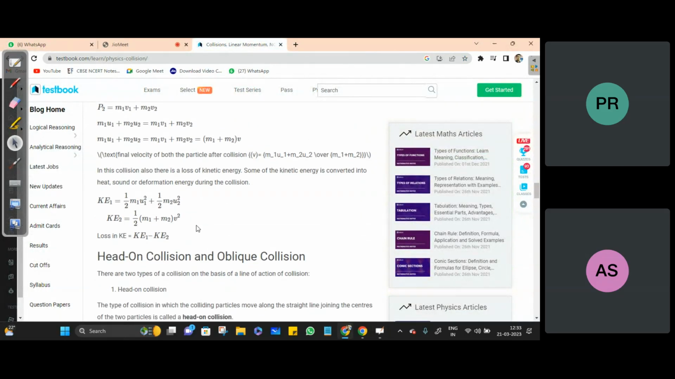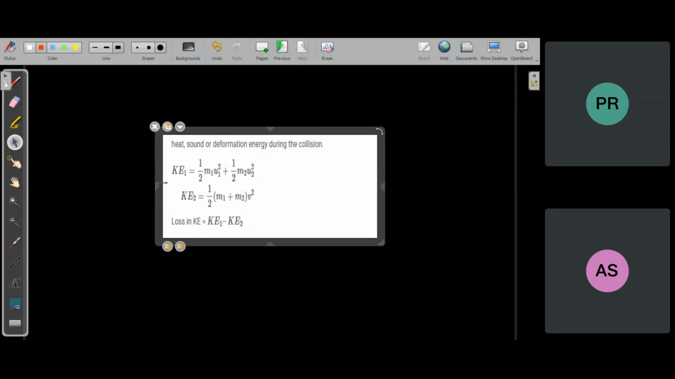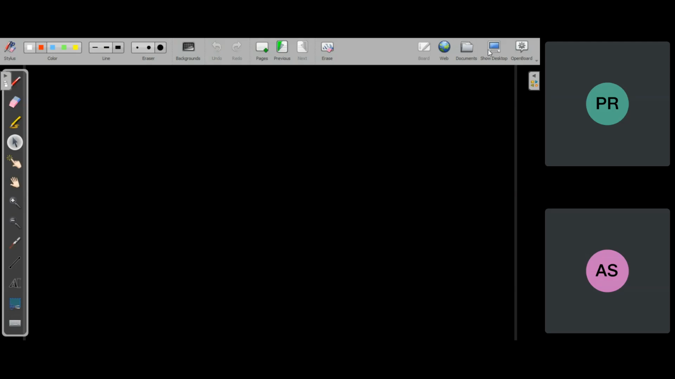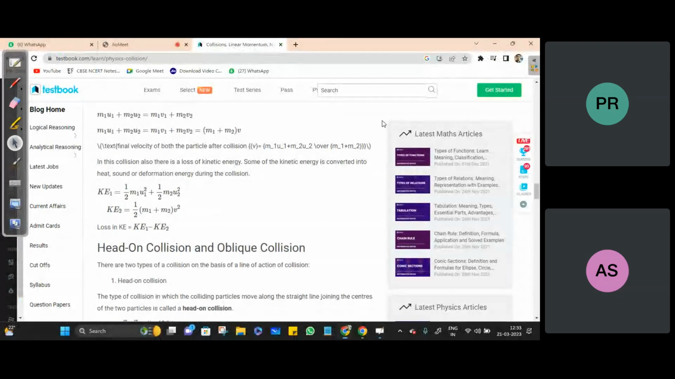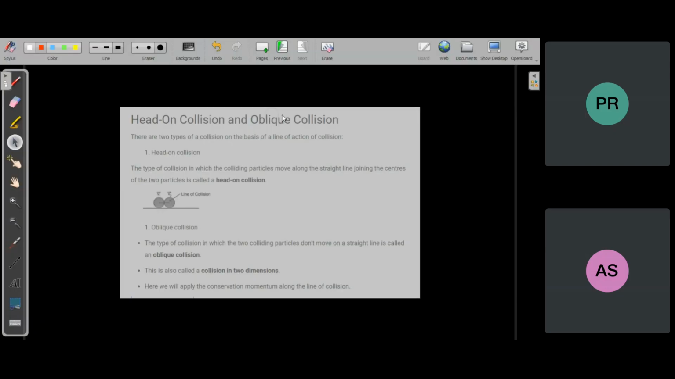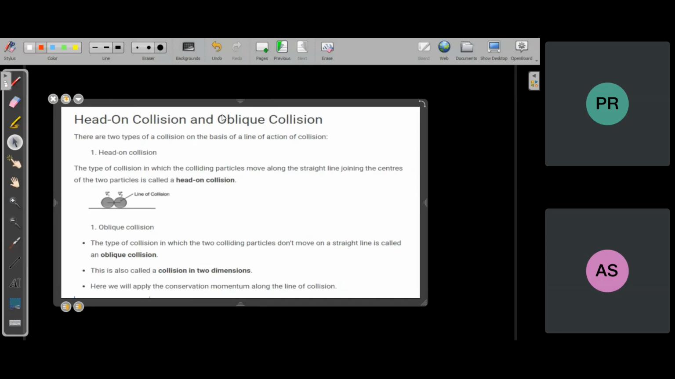You'll gain confidence. Now in such a type of collision, there will always be loss of kinetic energy. So then they will ask you in some question to find the loss of kinetic energy. Loss of kinetic energy will be simply initial minus final kinetic energy. Maximum loss of kinetic energy takes place in a perfectly inelastic collision. Either we can do final minus initial or initial minus final. Final minus initial will come negative, and negative simply means loss. Okay.